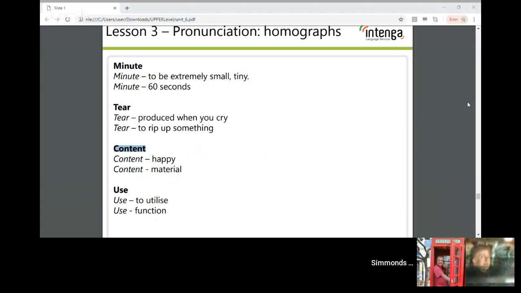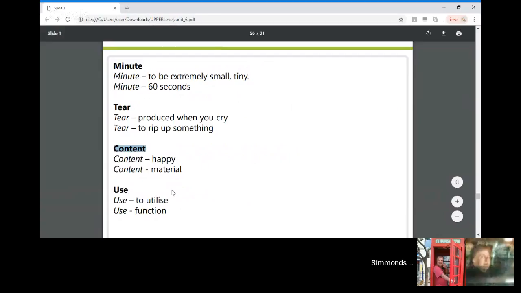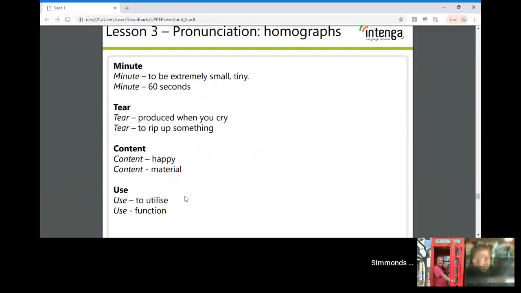So we can do the last one. Bob, it's your turn. Use, to utilize. Utilize, yes. Utilize is use. That was fine. And then function is use. There's a very small difference between the words. Can you hear them? Use. Use.